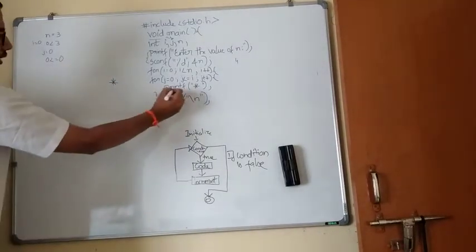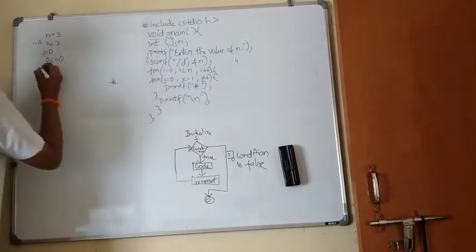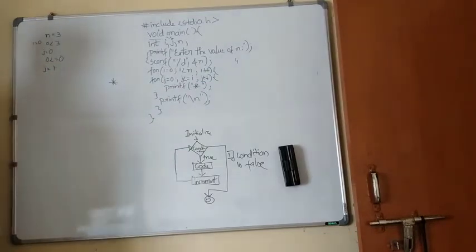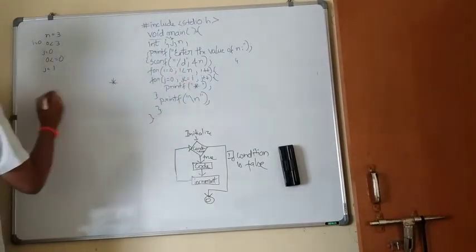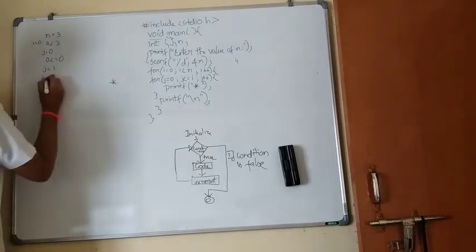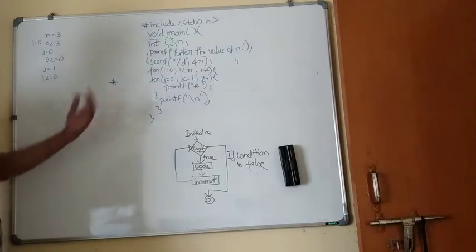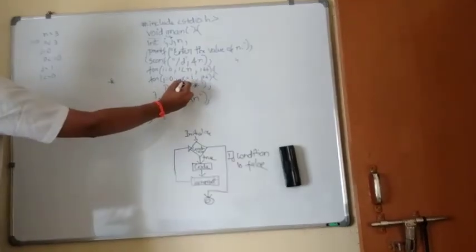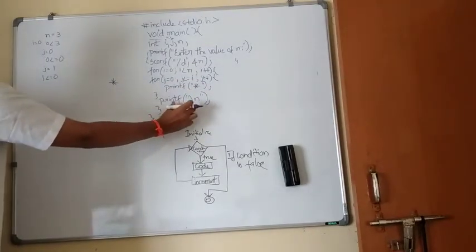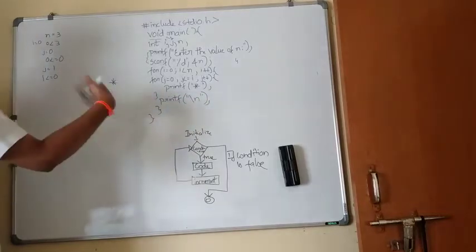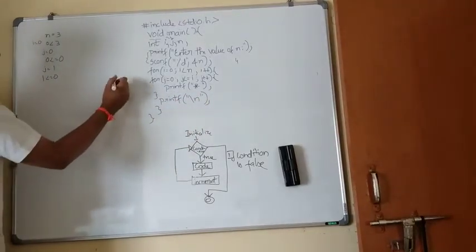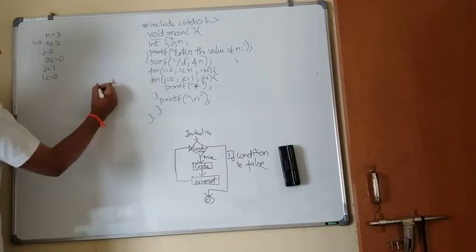Now after the star is printed, j is incremented. Now j becomes 1, right? Now the condition is checked. Is j less than or equal to i? Is 1 less than or equal to 0? No, it's false. So this condition fails and it comes out. After coming out, the \n is given, so it will go to the next line. Whatever cursor is there, it will come here.